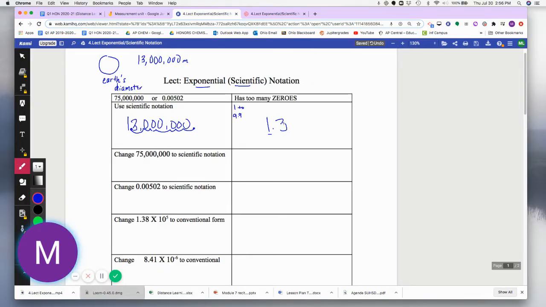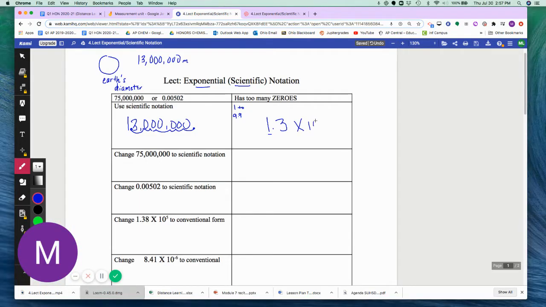Okay, so now that you have that, it's 1.3 times 10, and you count how many times you moved it. So you moved it 7 times, so you put 7 right there.